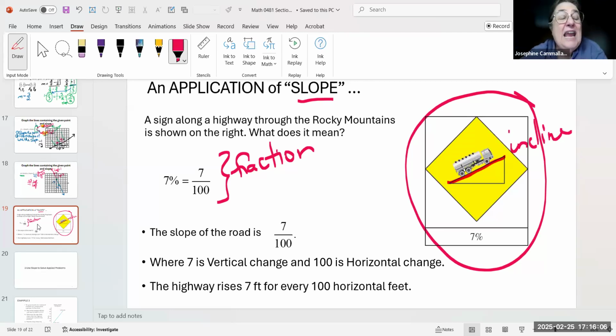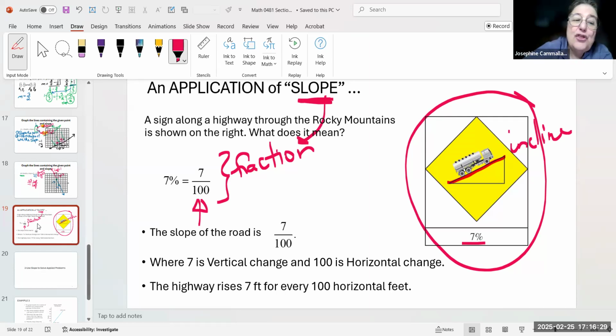A sign along the highway through the Rocky Mountains is shown on the right. What does it mean? 7%. You've got to make it into a fraction because a slope is a fraction. The slope of the road is 7 over 100, the fraction. Now, what does it mean?